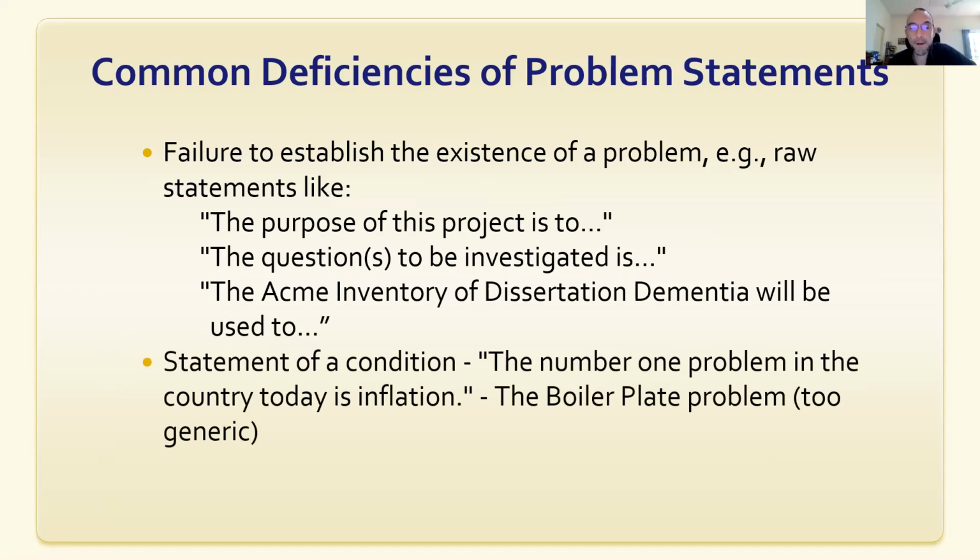Statement of a condition. The number one problem in the country today is inflation. That's a condition. That's not a problem. Why is that a problem? It's too generic. You haven't really focused in on the research problem that you're going to study. It's okay to talk about that in the context of the problem statement. You start off with that, and then you get more specific as you go. That's the idea of the pyramid or the inverted triangle. You start off general, but then you need to boil that down into something that's narrower and researchable. Don't leave it at that. That's not enough of a problem. It's too generic.